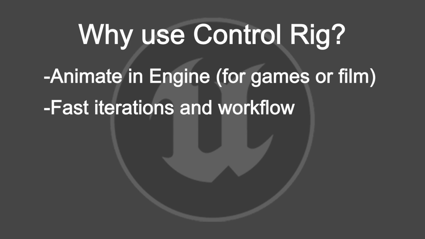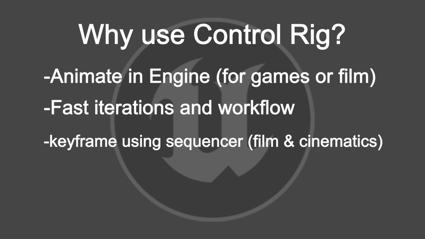But the second main benefit of using Control Rig is that you can use it for cinematics. Traditionally, in whatever program you're using to create films, say Maya or Blender, if you're rendering out some sort of short film or short movie, you have your timeline and you keyframe all the controls. You can do all the same sort of thing in Unreal Engine using Sequencer and Control Rig. You can keyframe all of the movements of your character and use Control Rig in a way that allows you to create cinematics or movies.